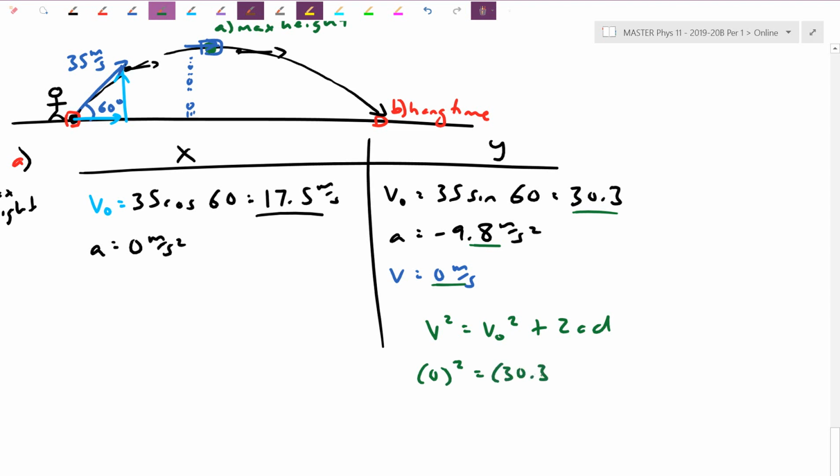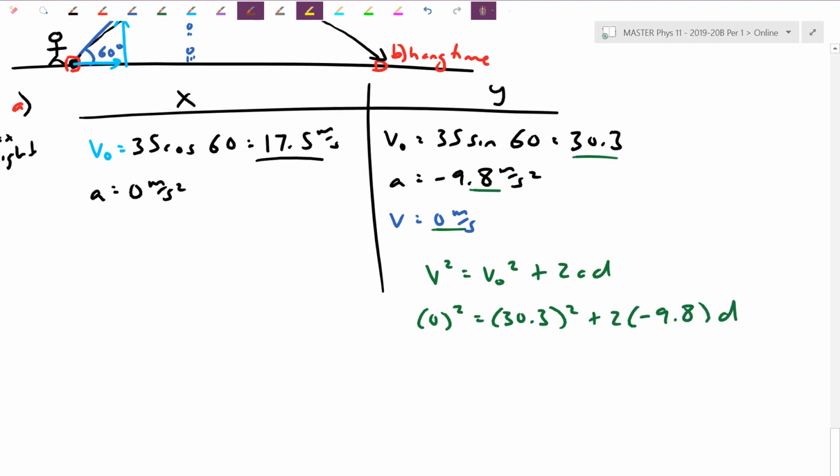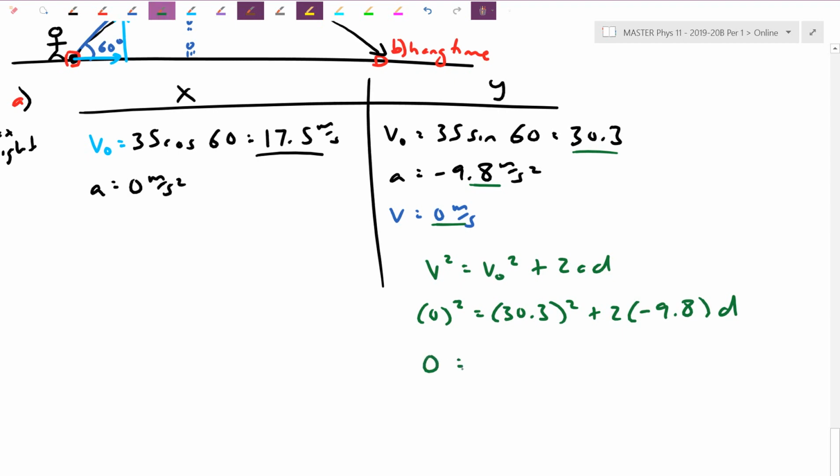Initially, when I took the football up at a diagonal, it only went 30.3 upwards, 2 times the acceleration of negative 9.8, and that'll give you a max height. So I'm going to punch our way through the problem here. I'm going to be off by a little bit of rounding. 30.3 squared is going to be 918.89, negative 19.6 d. I'm going to bring the 19.6 d over to the left side.